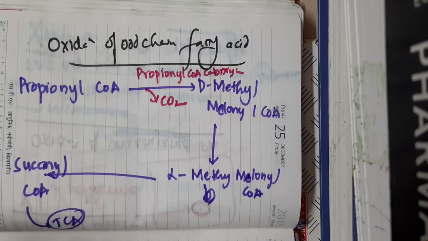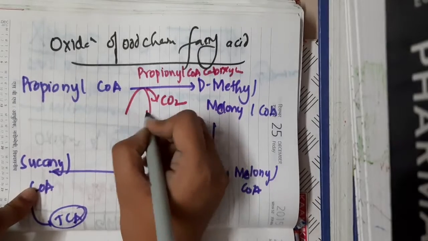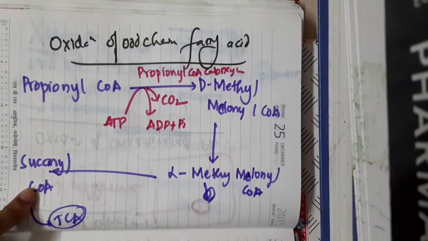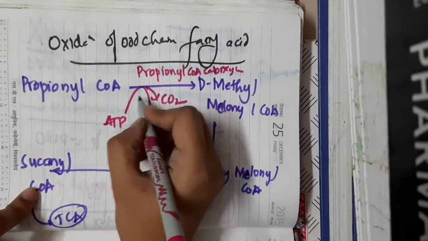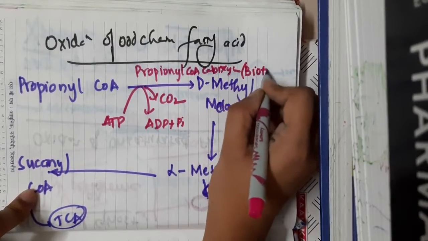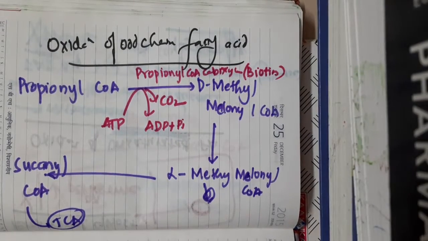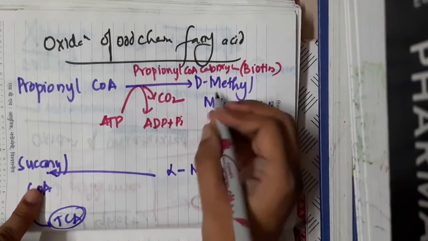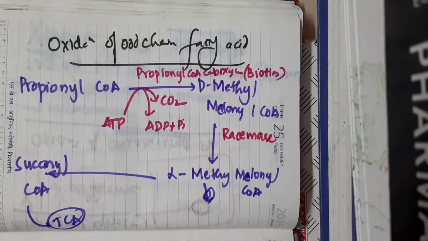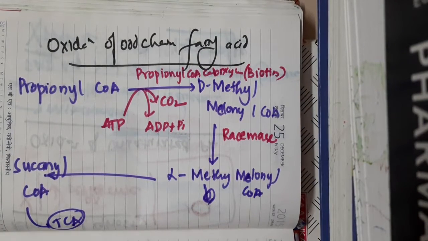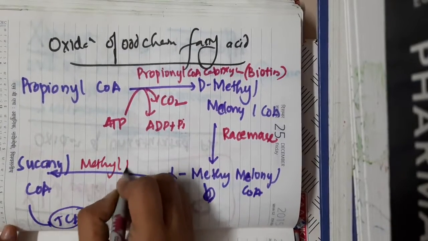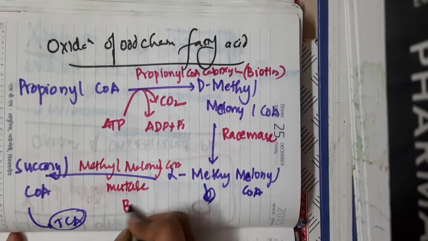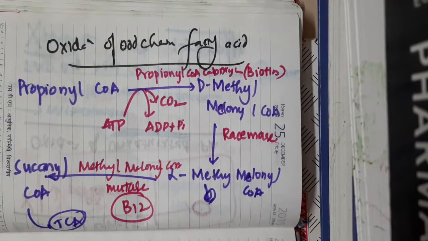This is D-methyl-malonyl-CoA, and during this process, if you see, ATP gets converted to ADP and inorganic phosphate. Okay, and for this propionyl-CoA carboxylase, biotin is also a coenzyme. Now this D-methyl-malonyl-CoA, in the presence of methyl-malonyl-CoA racemase, forms L-methyl-malonyl-CoA. This L-methyl-malonyl-CoA, in the presence of methyl-malonyl-CoA mutase, forms succinyl-CoA. During this process, vitamin B12 is essential.